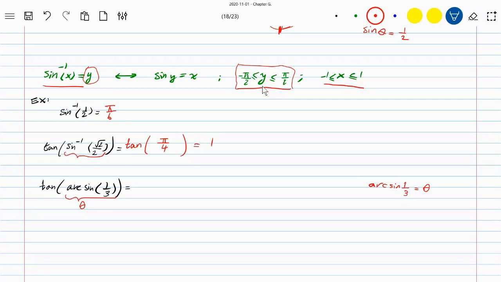This is the technique. Okay, so what is the property of theta? If arc sine of 1/3 equals theta, then what is sine theta?